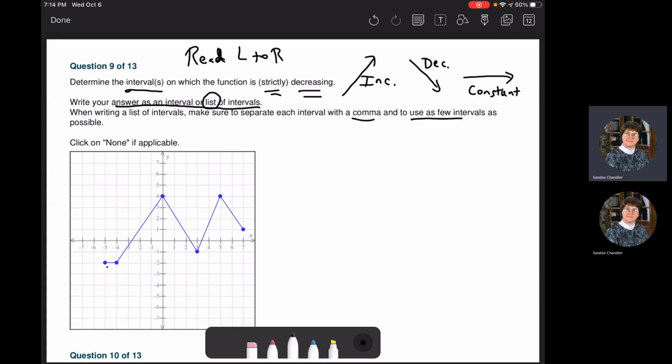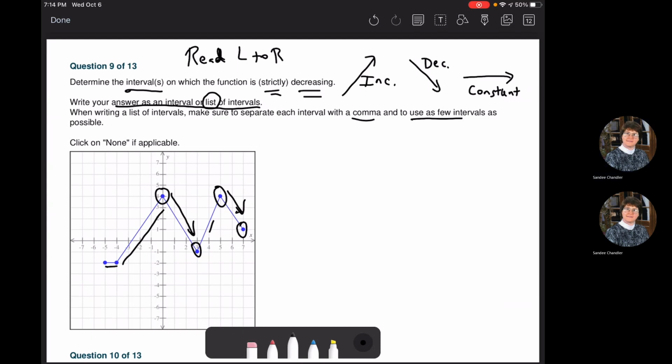So the first piece is constant. Second piece is increasing. Oh, wait a minute, here's a decreasing. Yay, that's going down. Next piece is increasing. Wait, here's another piece going down. Decreasing, yay. So let me clean out some of those lines. So we have 2 places we're decreasing, and we read the x values.